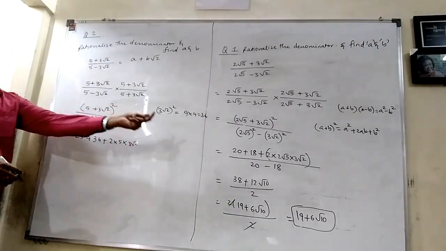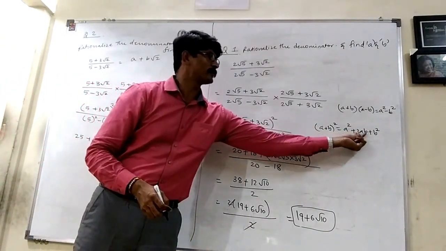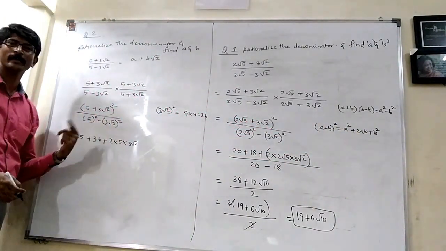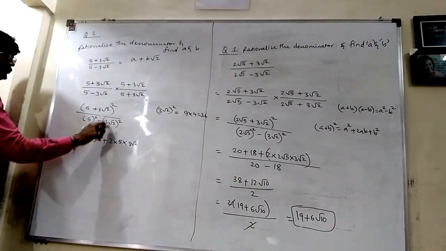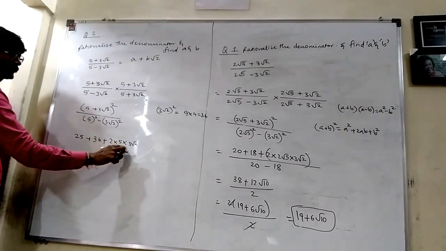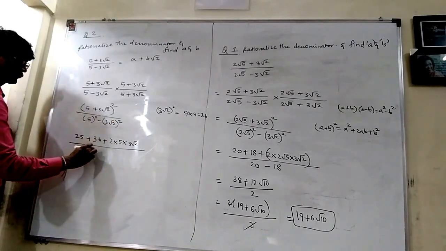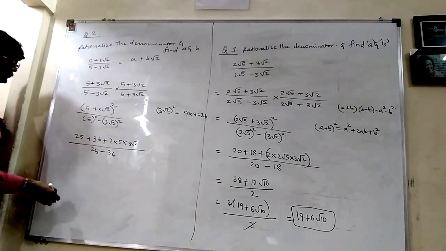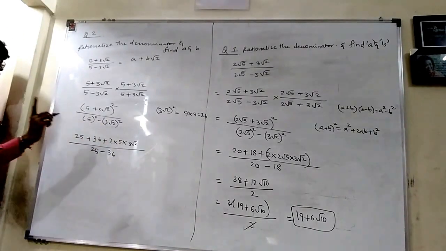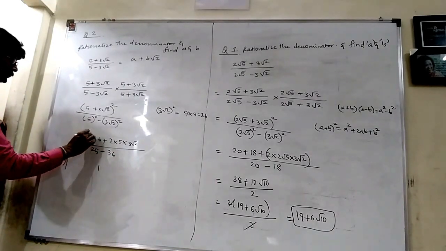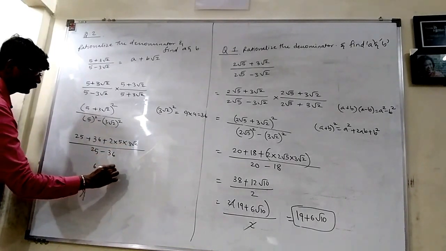I hope you remember I just explained to you in this example a plus b the whole square. A plus b the whole square is a square plus 2ab plus b square, or you can do a square plus b square plus 2ab. So a plus b the whole square is a square plus b square plus 2 times the product of a and b. Whole thing upon a square minus b square. So 5 square is 25 minus 36. And then that can be written as 25 plus 36, 61, plus 30 root 2.